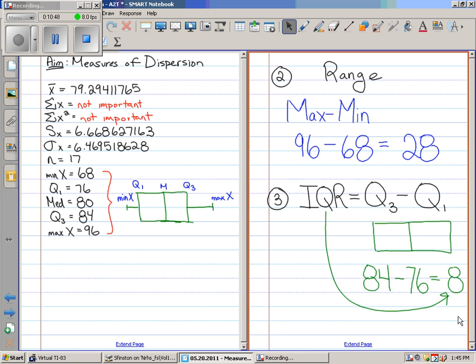Do you know what outliers are? What are outliers? They're like way outside. They're still within the box, right? He scored a 40 we talked about, right?